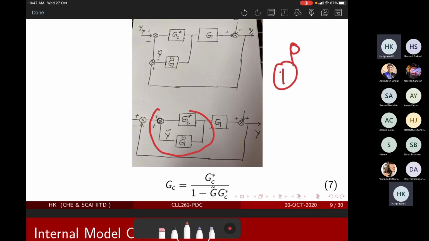So now your control loop is having a feedback line inside. The new control structure would be GC star over 1 minus G tilde GC star. This is also something we know. So what Morari and co-workers told is the following.